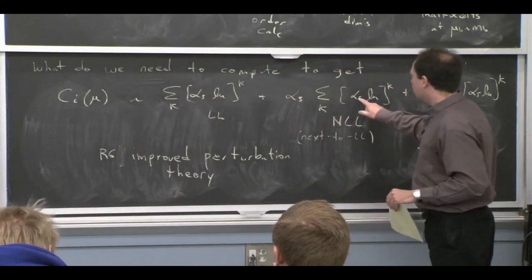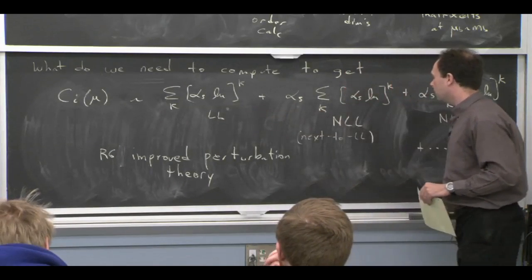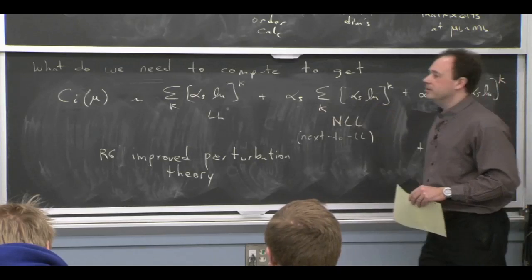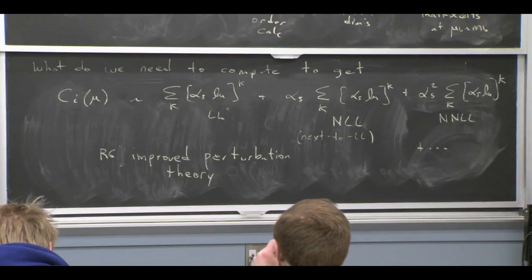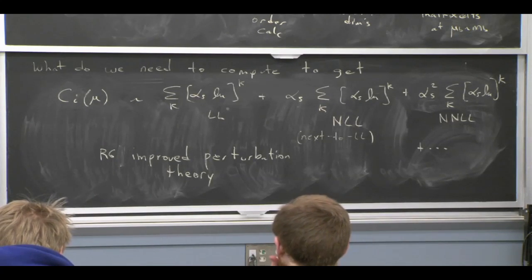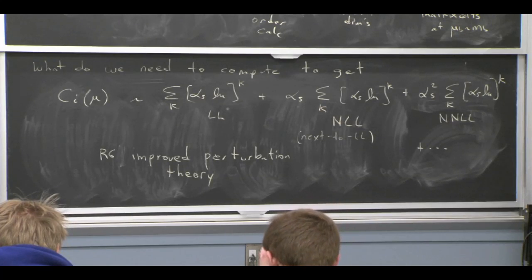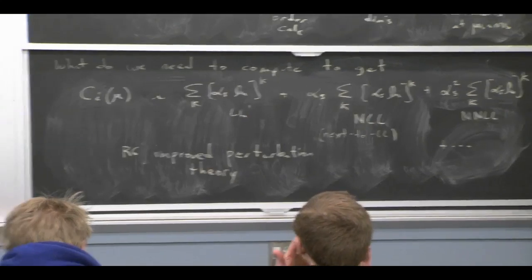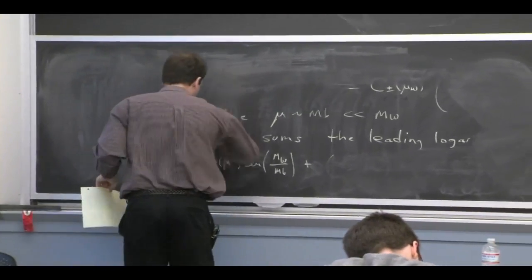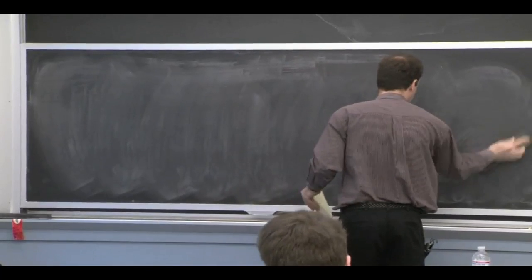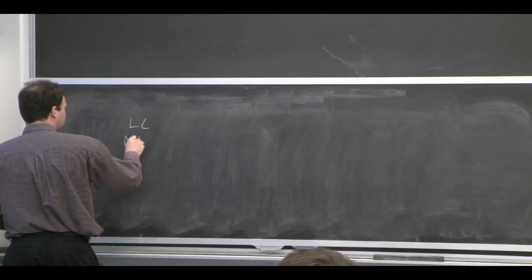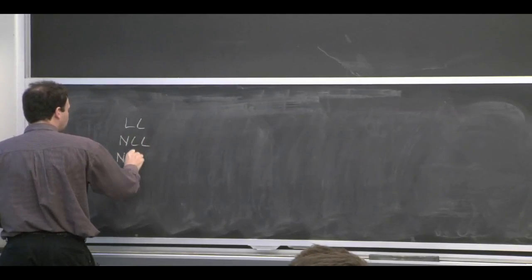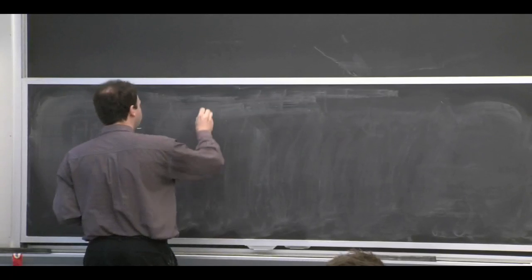OK, so what do we need to do? We determined this. I showed you what you needed to do to get that. What would we need to do to get the next term in the series? How much would we have to compute? Well, we just have to go to one higher order in the perturbation theory. So let's make a little table of what it takes to get leading log, next leading log. Maybe we'll even add one more term.